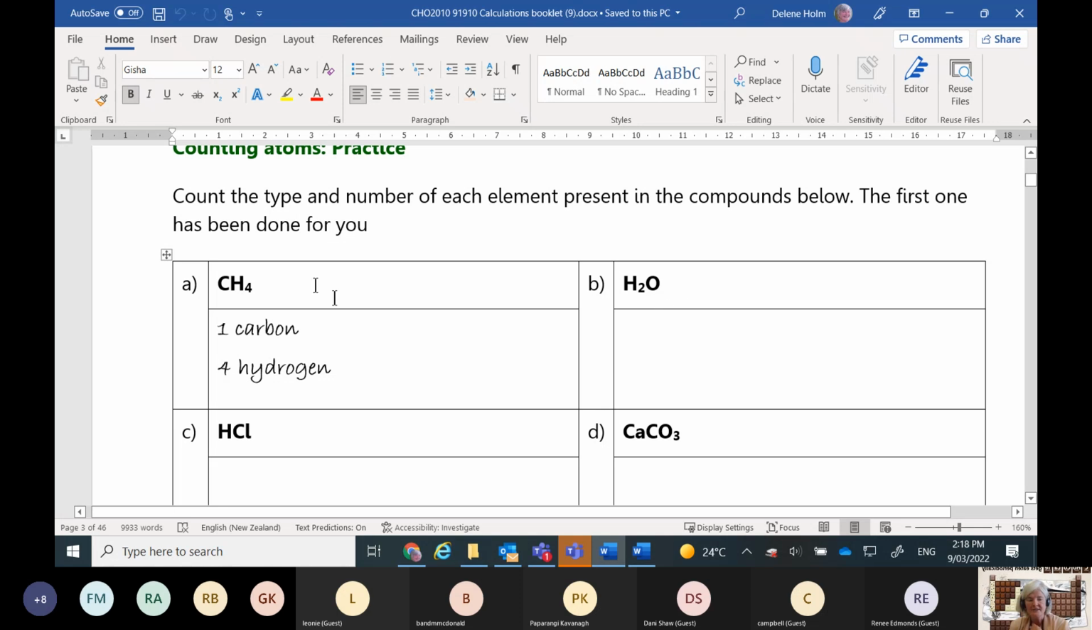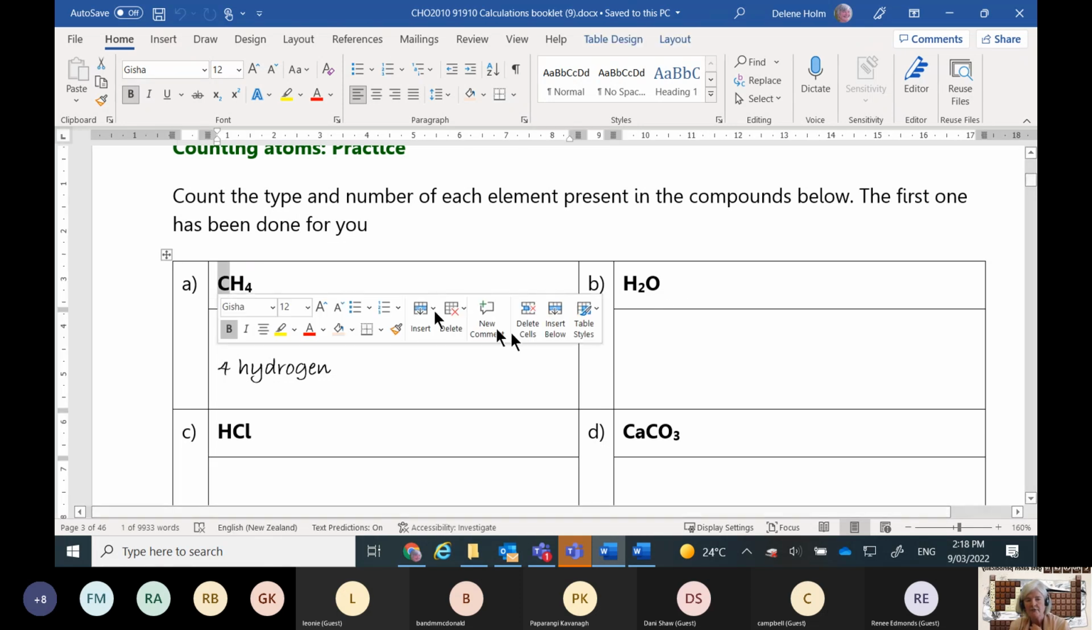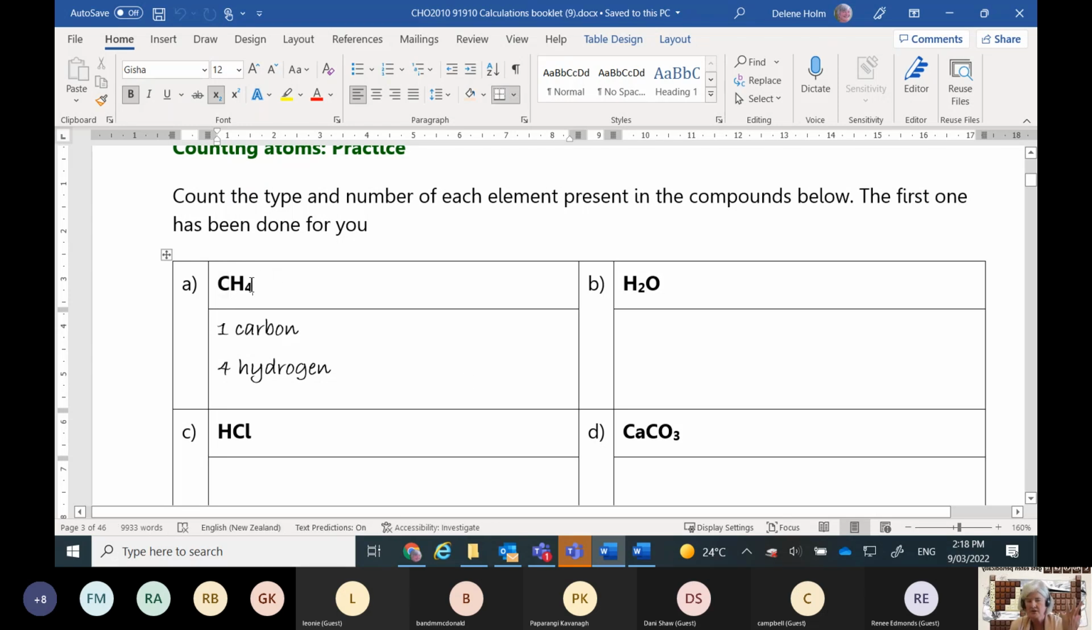Based on this, you can see I've got 1 carbon and 4 hydrogen atoms in methane. So CH4 is methane, if you've done any organic chemistry. What about water? How many hydrogen atoms in water? 2. Brilliant. Great. This is like a Kahoot. How quickly can you press the thing over there? Oxygen. How many oxygens?